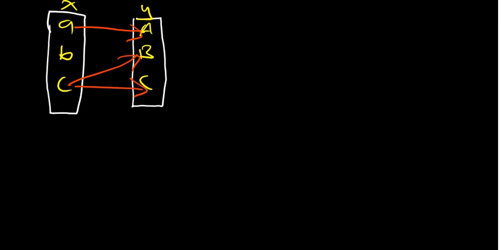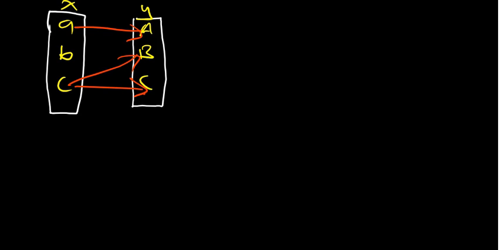So let's say this is x and then this is y. Let's have a, b, c, and then here we have capital A, B, C. Now let's say this is going here. Okay, then this is going there, it's also going there. So we can see that this is not a function.